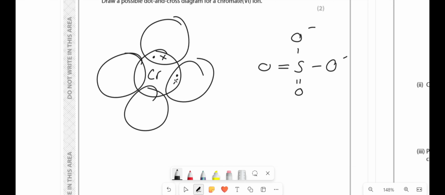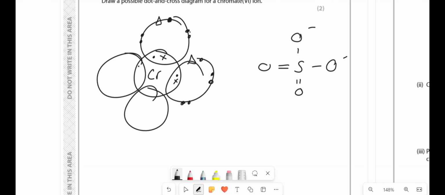And then we add the extra electrons. But this is O minus, so we need to add an extra electron to each of these. I'm going to use a triangle as my extra electron, then just fill the rest. So 1, 2, 3, 4, 5, 6, 7, 8 on each.